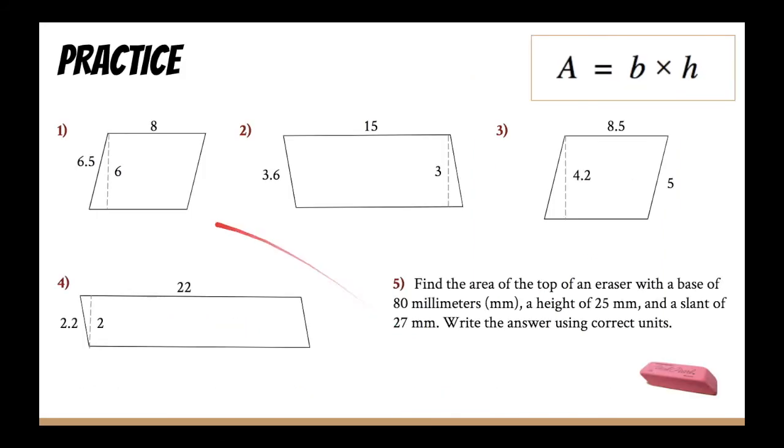For the first problem, we see that the base is 8. The height is 6 according to this dotted line, while the slant is 6.5. The formula is base times height, so the area is 8 times 6, or 48.